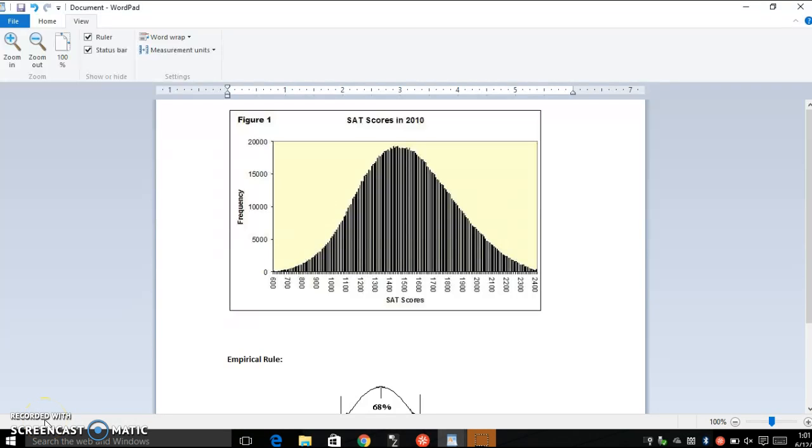Okay, in this video, I'm going to talk about the normal distribution and namely the empirical rule. The first thing you should know about the normal distribution is that it is expressed as a quantitative variable. Quantitative means, for example, SAT scores are numbers, so they have a rank. In other words, 700 is less than 1500.